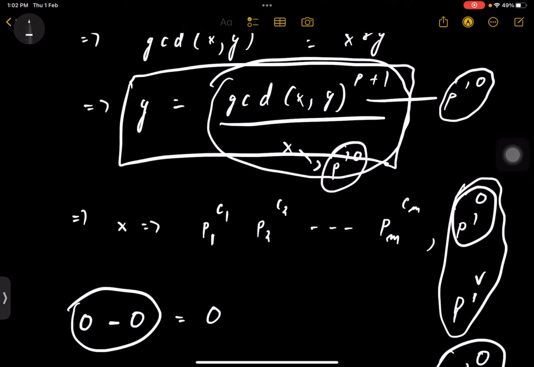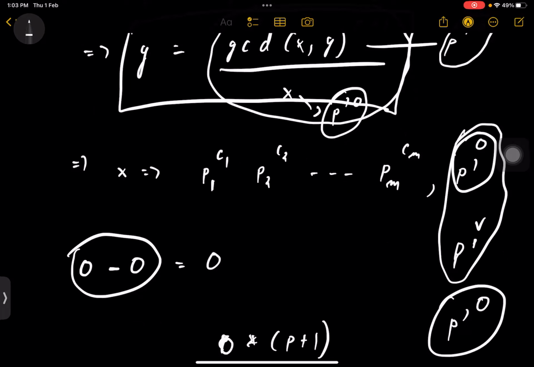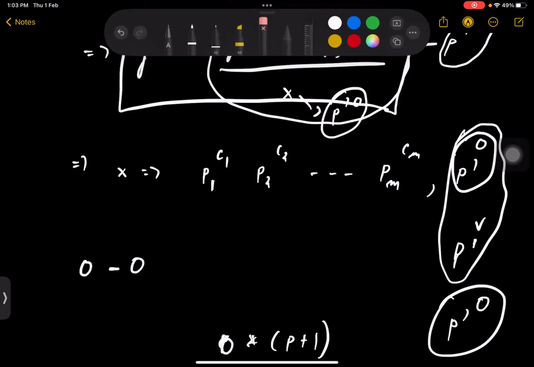So whatever prime is present in x should be present in y as well, and whatever prime is not present in x shouldn't be present in y. Their powers can vary, but the values of prime factors should be the same. Here we actually prove, assuming p dash is not present in x, that in y also p dash will not be present. If we analyze and formulate it, we found that the power should always be 0 for such a number. Now let us.